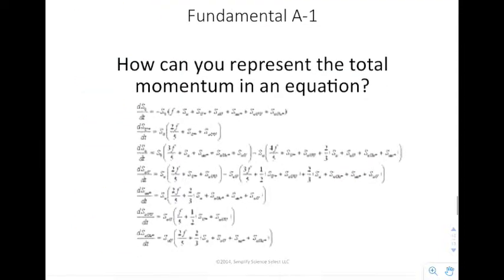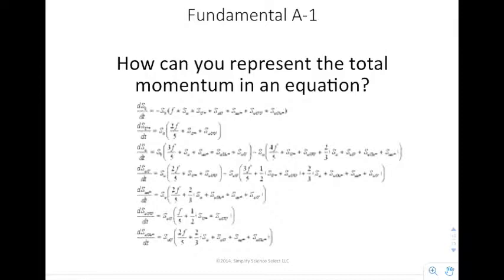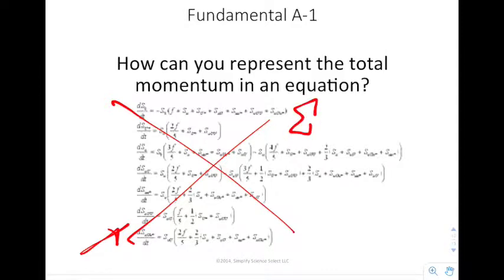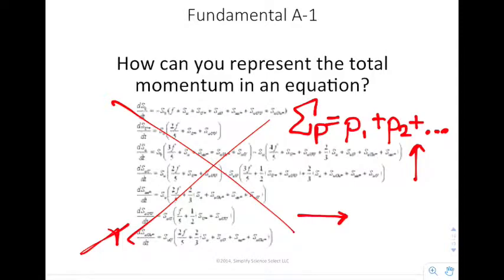It says, how can you represent the total momentum in an equation? Now, this is a really complicated equation that has nothing to do with what we're talking about. But how you'd represent the total momentum in an equation would be something along these lines. You can say the momentum is equal to P1 plus P2 plus dot dot dot. And some of you may be saying, well, how do we know it's plus? And the answer is because you always end up adding momentums. It's just whether the other momentum is negative.